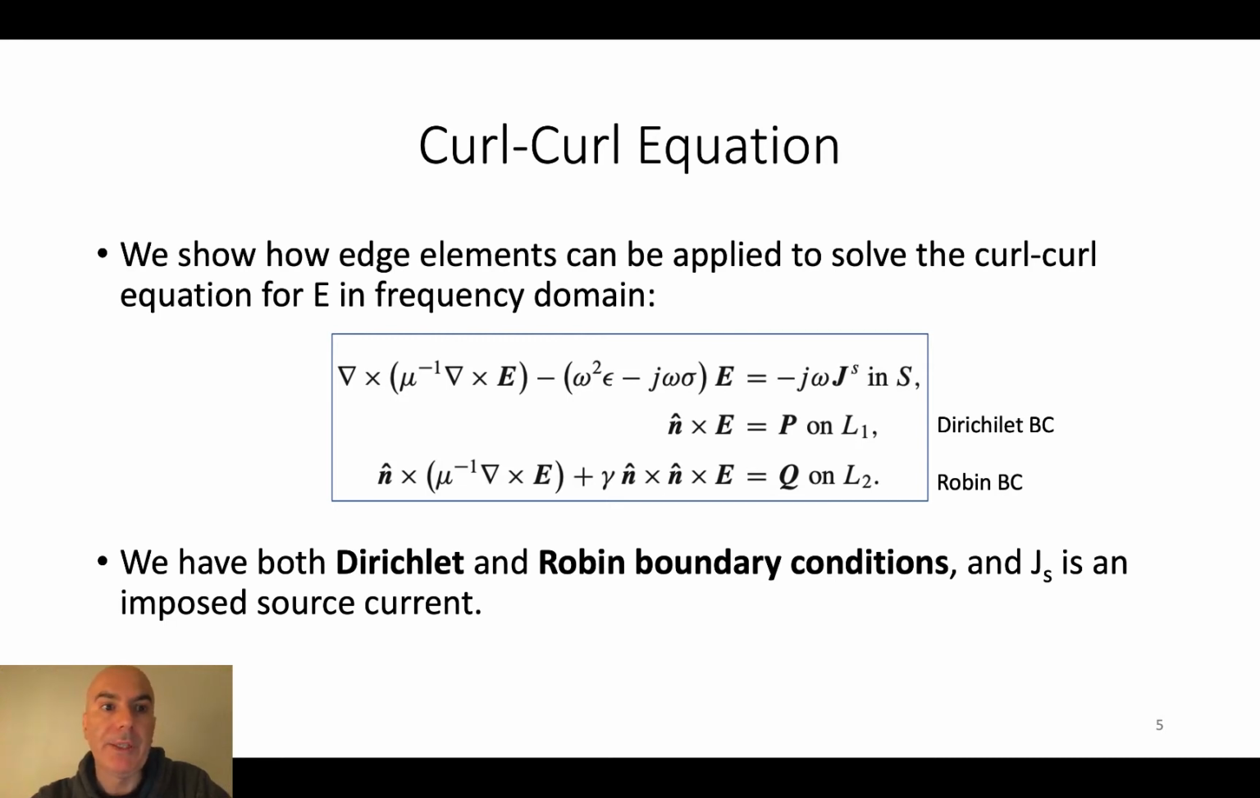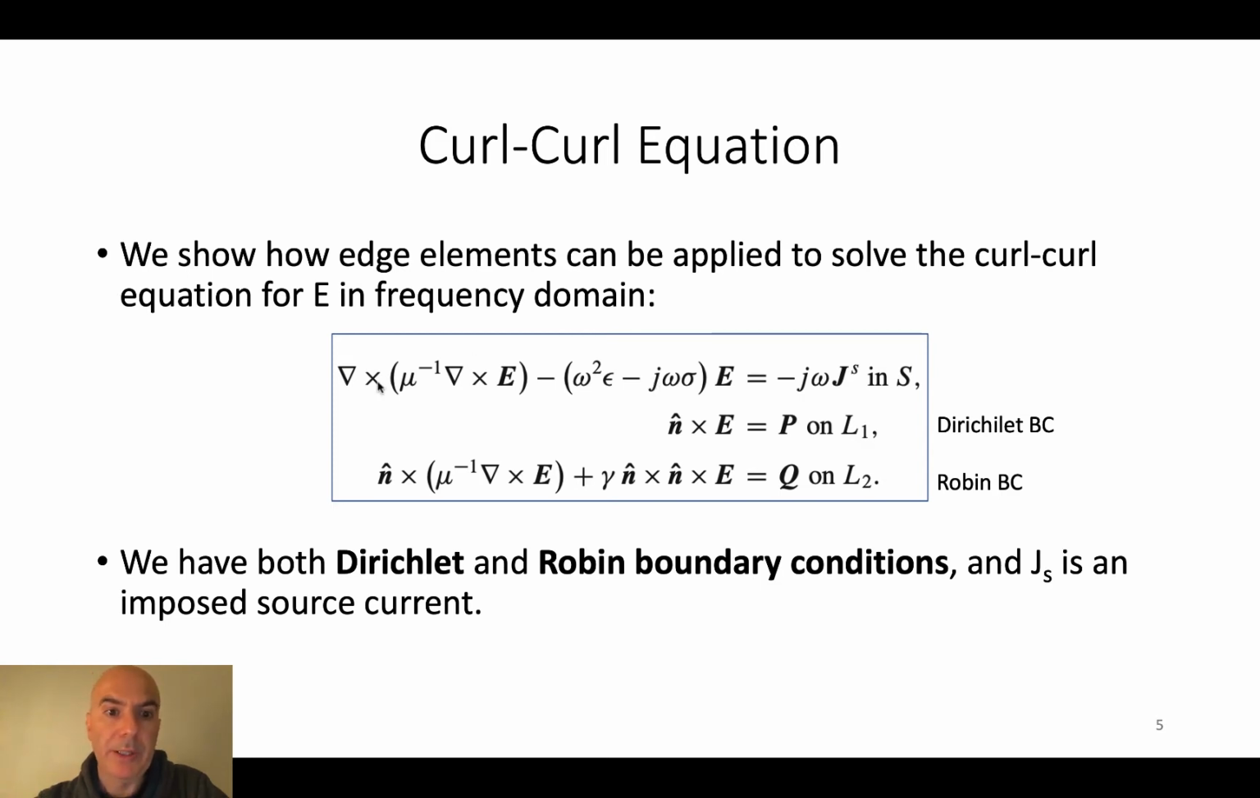In this lecture, we're going to use the edge elements to solve the curl equation in the frequency domain. So I will show how edge elements can be applied to solve the curl equation for the electric field in the frequency domain. This is the equation that we're going to solve. Here we have curl and curl, and then we have just one equation depending on E. Here we are in the frequency domain, so we have omega and j lowercase, that's the imaginary number.